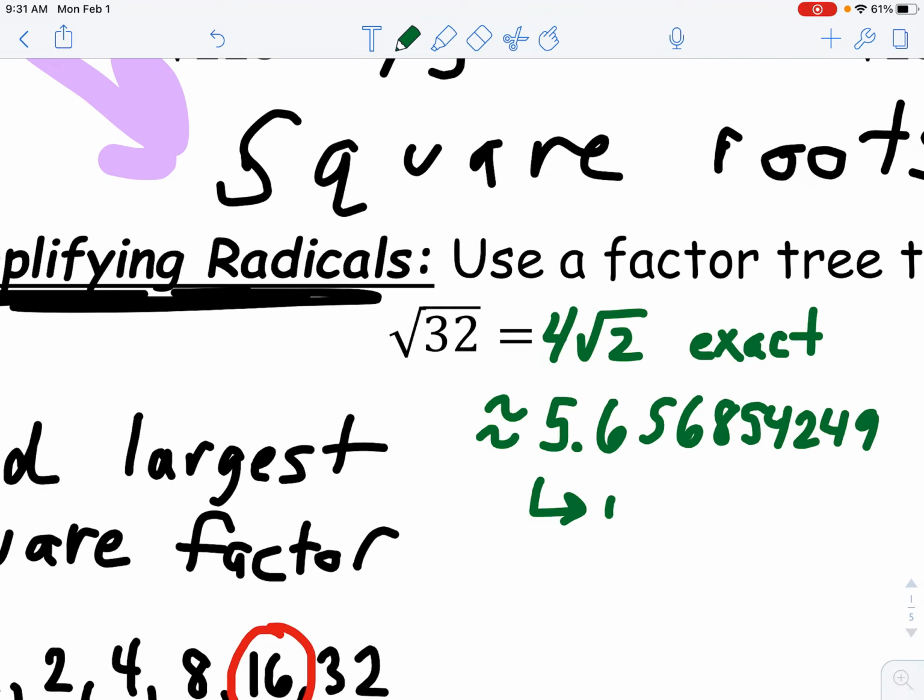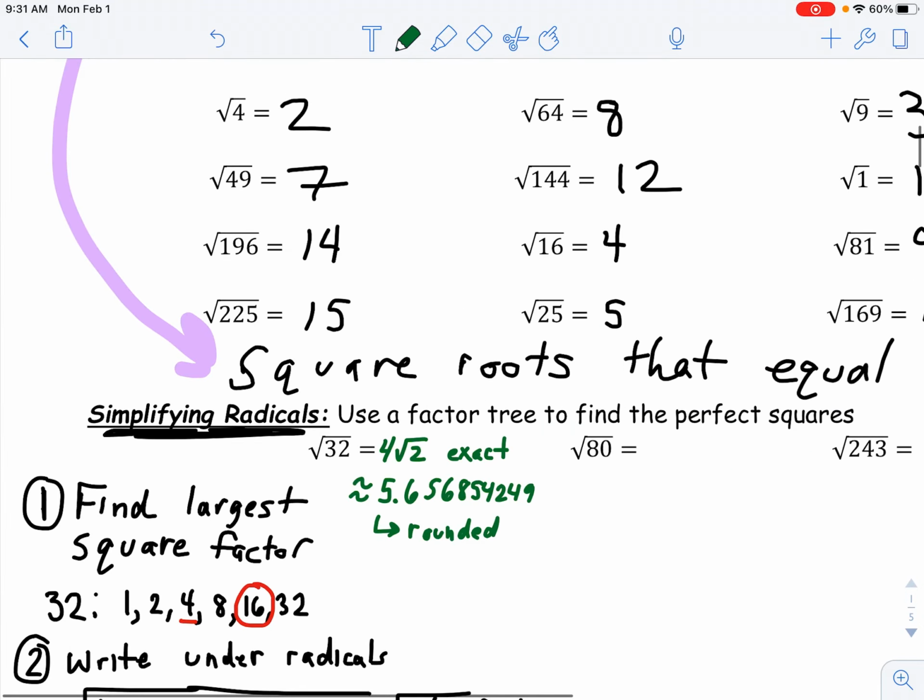There were no more numbers it could fit on, all right? This is rounded. Notice that radical 32 does not equal 5.656854249. It's a number very close to that. It's an estimate, all right?